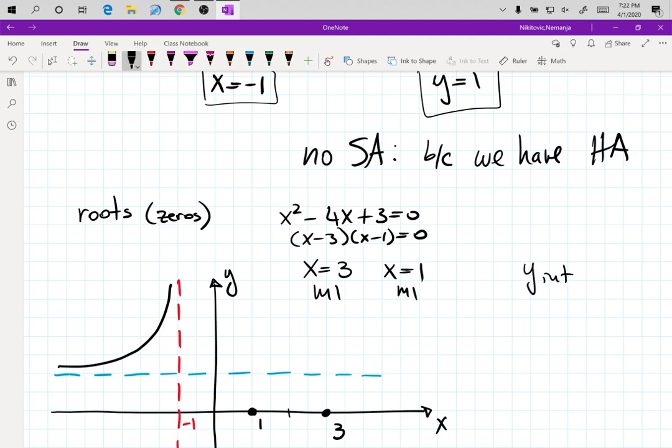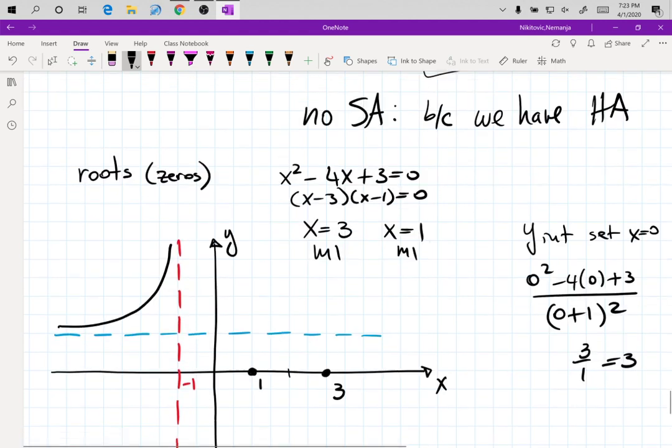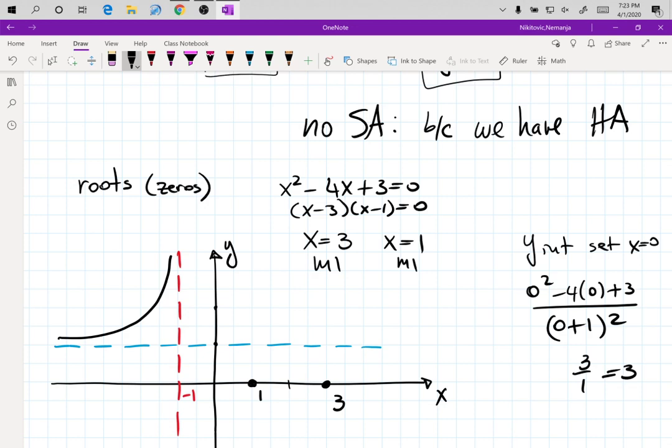Y-intercept, set x equal to 0. So for our problem, we have 0 squared minus 4 times 0 plus 3, divided by 0 plus 1 squared. Yep, that's 3 over 1 equals 3. 1, 2, 3.